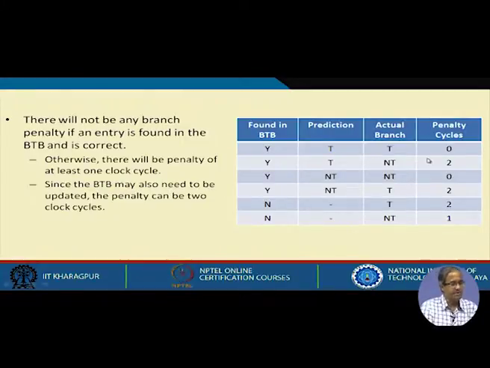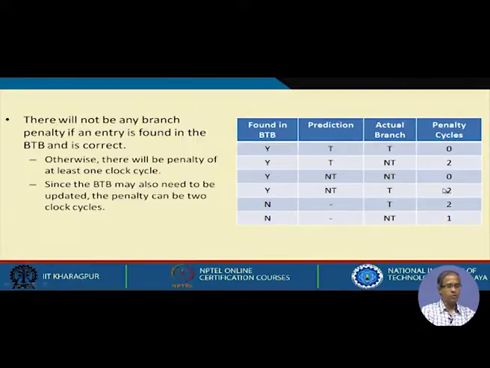Now, this table shows the various penalties. If an entry is found in the BTB and the prediction is correct, prediction is true and the actual branch was true, then there is no penalty, or it is not taken and not taken, then also there is no penalty. But if the prediction is wrong, found in the BTB, prediction is true, actual branch is not taken, or it is not taken and taken, then the penalty cycles can be 2.